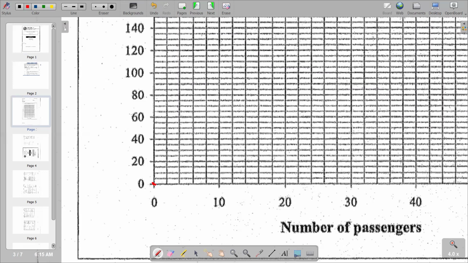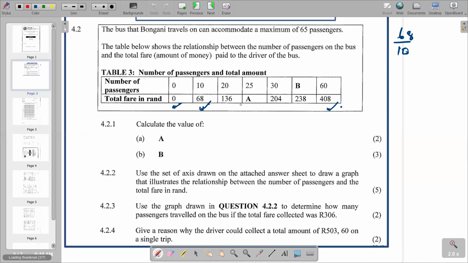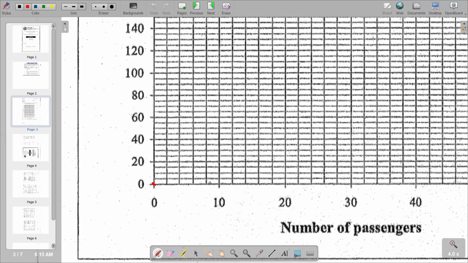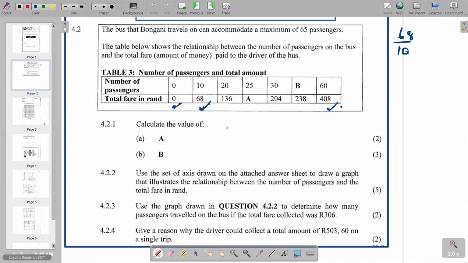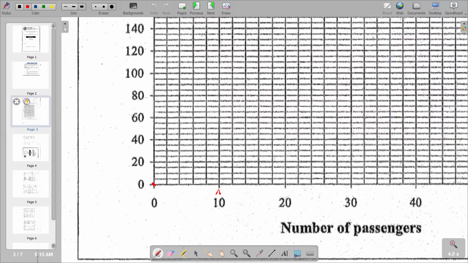So we move on to the second point, which is 10 number of passengers and 68 total fare in rand. We can start with 10 number of passengers, it's here. And we look on the vertical axis, we have 68.